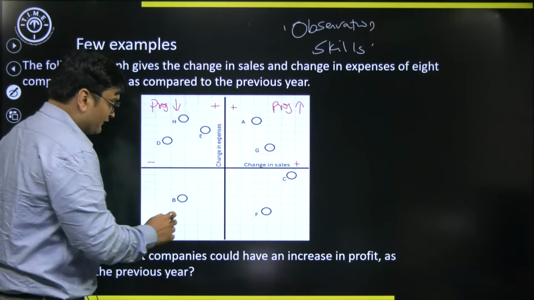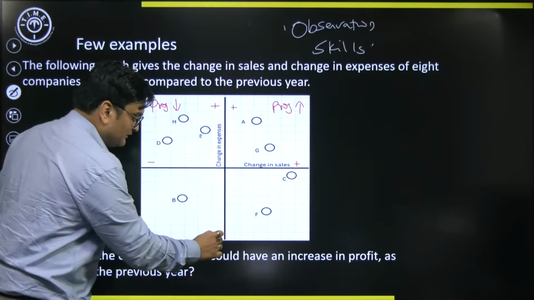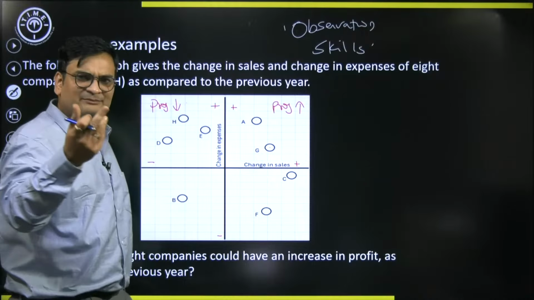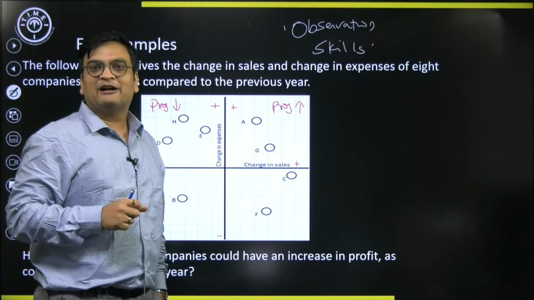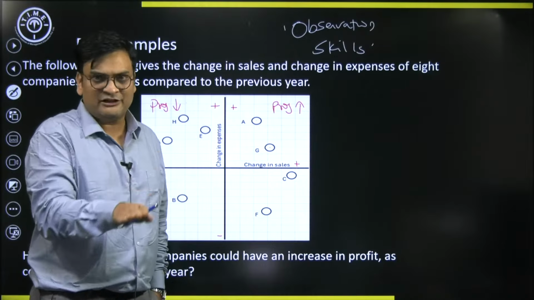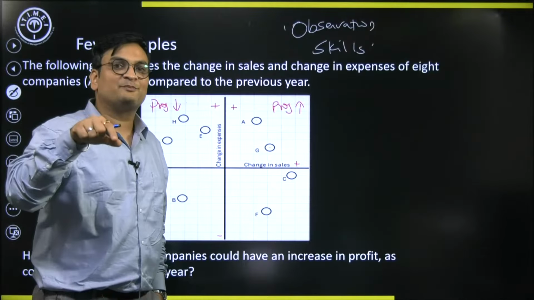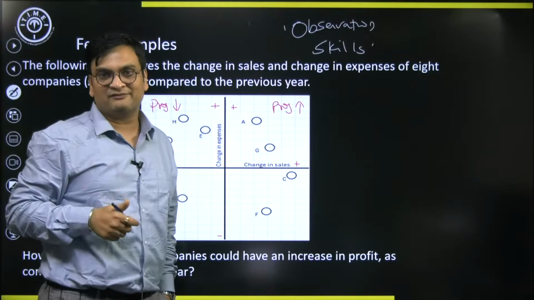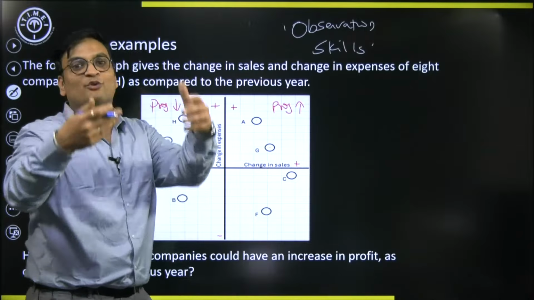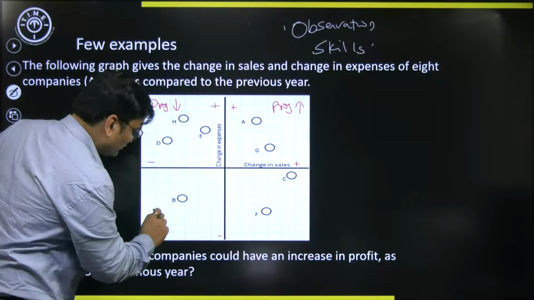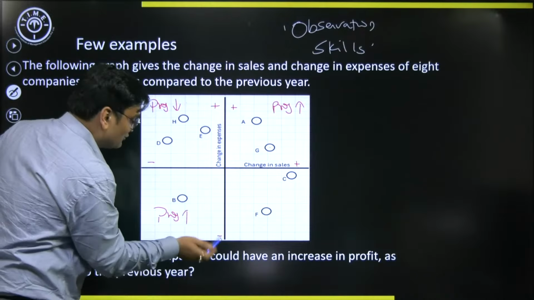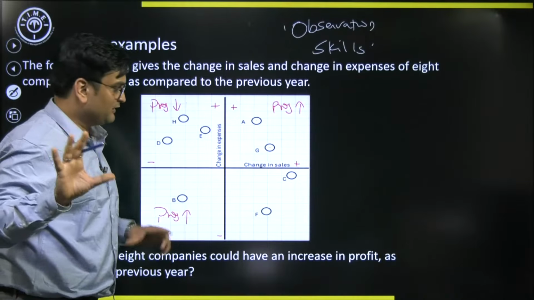Look at B. For B, sales is also going down, expense is also going down. So probably something like this. Think about it. If sales reduced by 200 rupees, but expense reduced by, suppose, 500 rupees, so expenses are coming down even more. Then in that case, your profit can still go up. So here also profit probably can go up. Probably, I'm saying, I'm not sure.